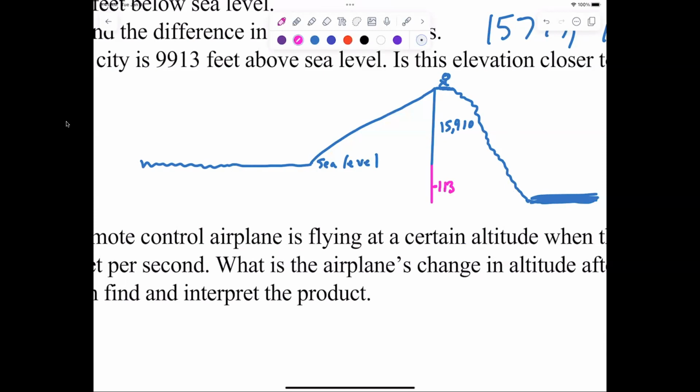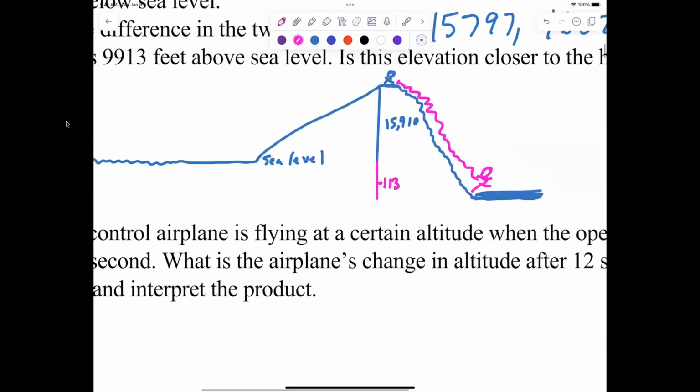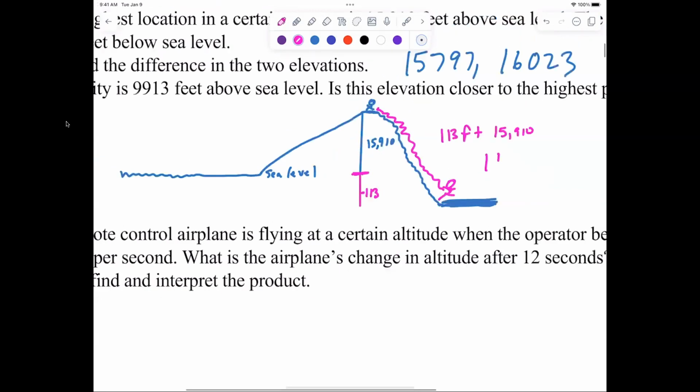So if you're standing here and you're going to walk all the way up to this right here, you're going to have to walk how much first? You're going to have to walk 113 first, right? Is it feet or meters? Feet. And then you're going to have to walk another 15,900. So actually, the difference between them, whoever said 16,023 feet, that was very nice.